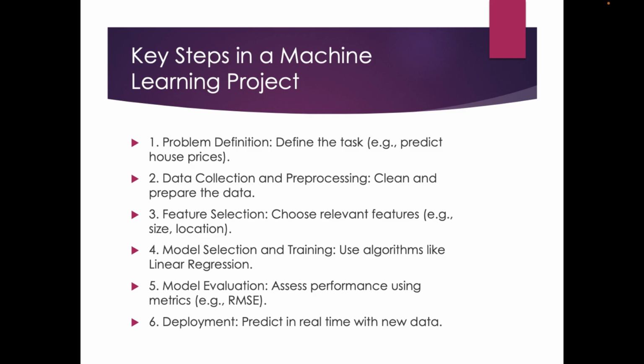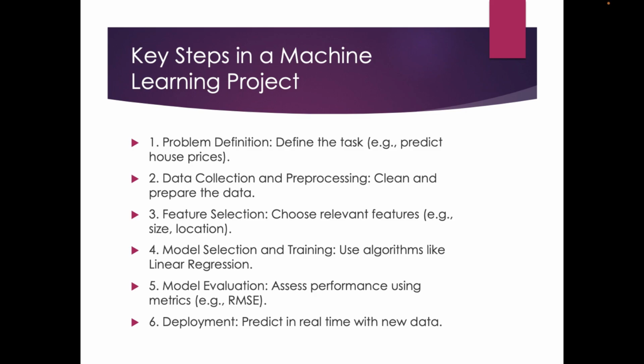Features can be multiple. The second step is data collection and pre-processing. This might include details like square footage, number of rooms, location and age of the house. Once you have the data, we will clean it, handle missing values and ensure it's ready for analysis.